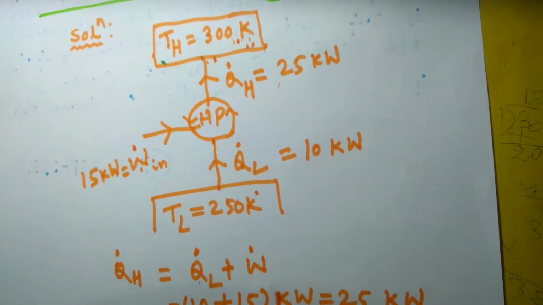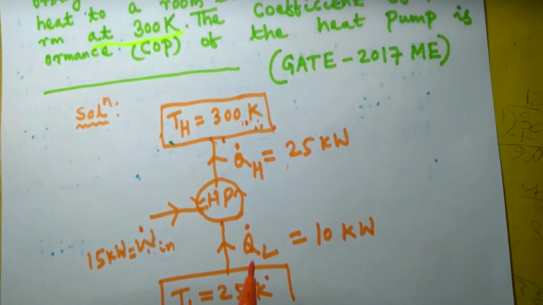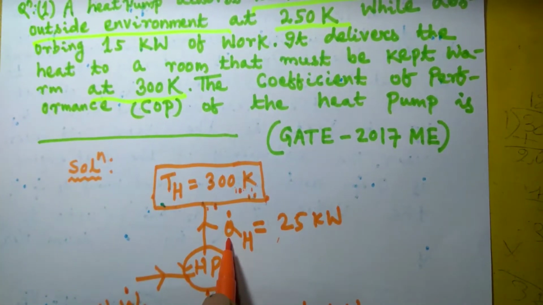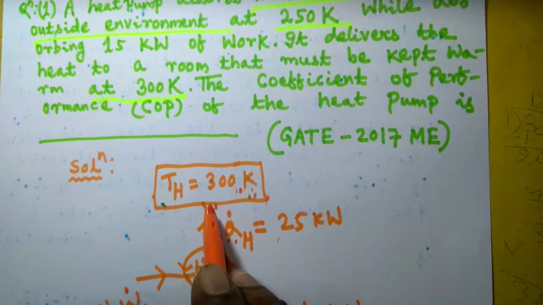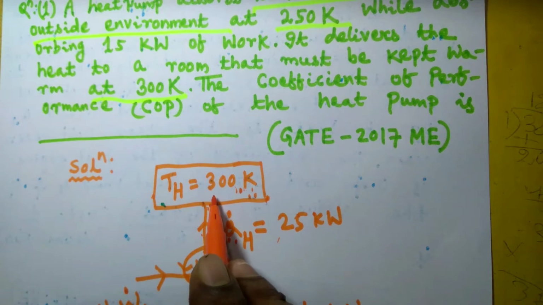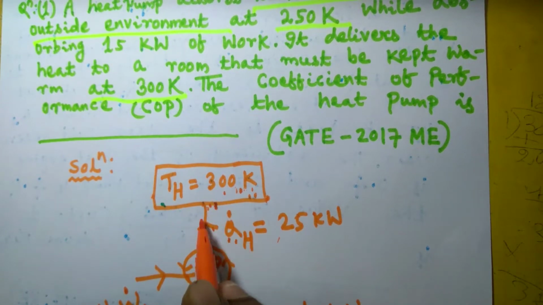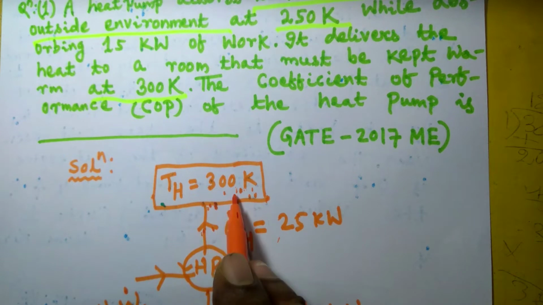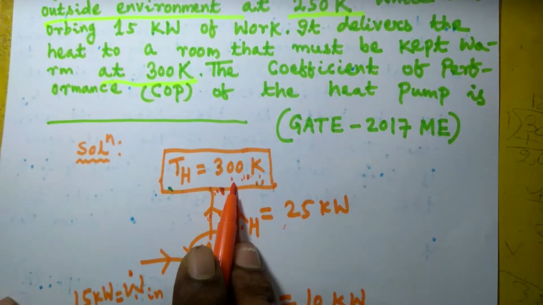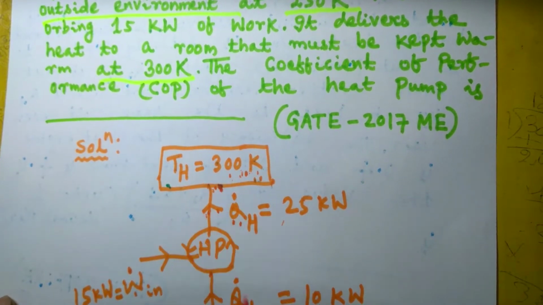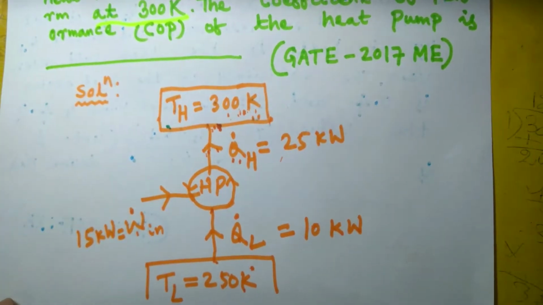And COP of heat pump is desired effect by work input, and here the desired effect is this rate of heat flow, which is to be continuously done from the low temperature to high temperature. This rate of heat must be supplied to this room so that its temperature will be maintained at 300 Kelvin. If you don't supply this amount of heat, its temperature will go down because the surrounding temperature is 250 and this temperature is 300 Kelvin. So obviously heat will flow from this room to the external environment.